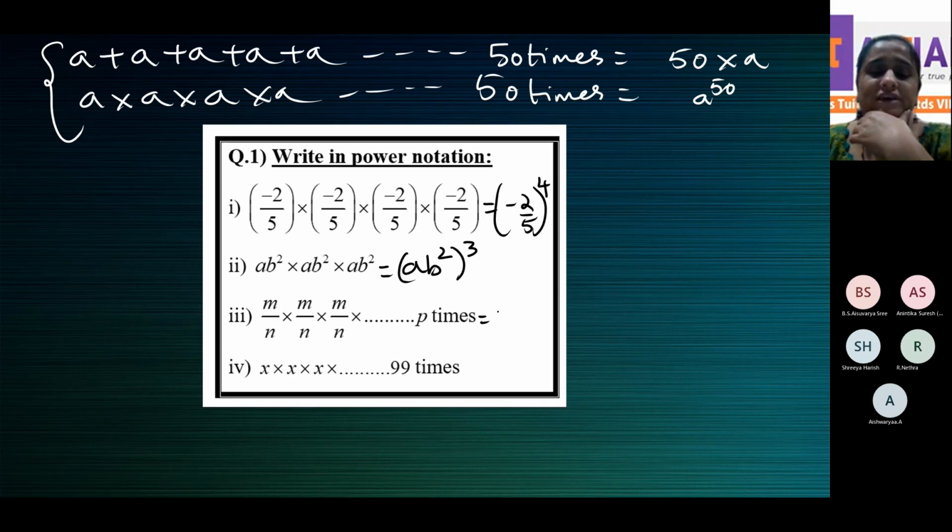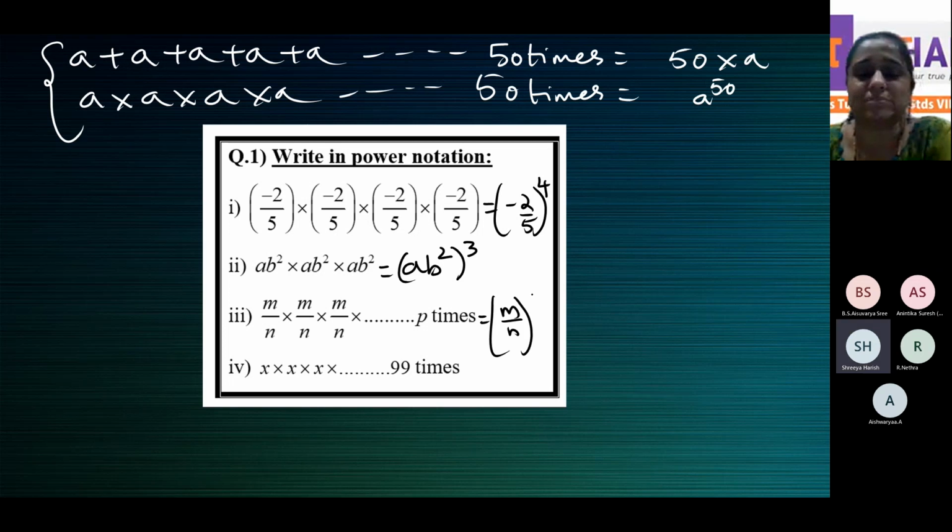Answer for the next one. m by n is multiplied with itself p times. So m by n to the power p. Ma'am, m by n to the power 3 to the power p? Like m by n is multiplied 3 times, so m by n to the power 3 and the overall power is p. Is that right, ma'am?